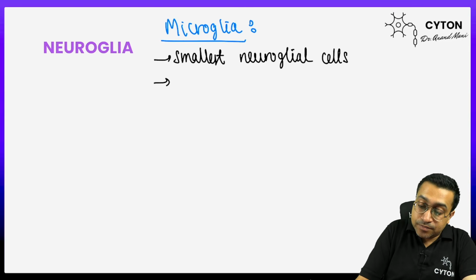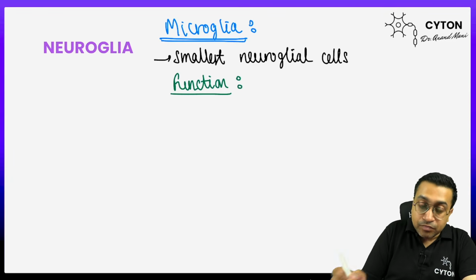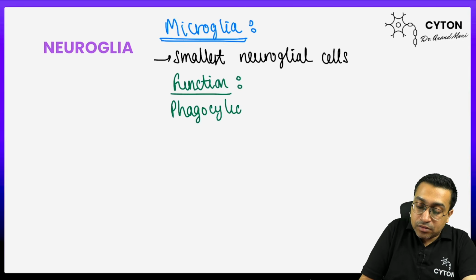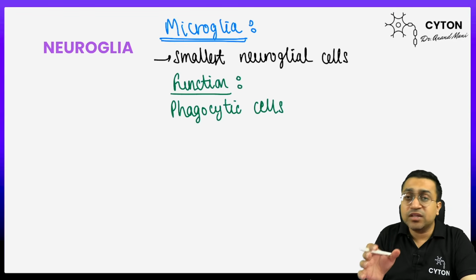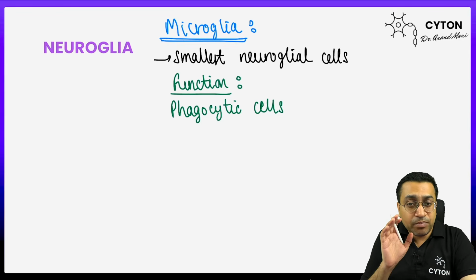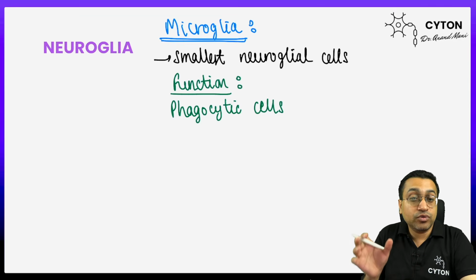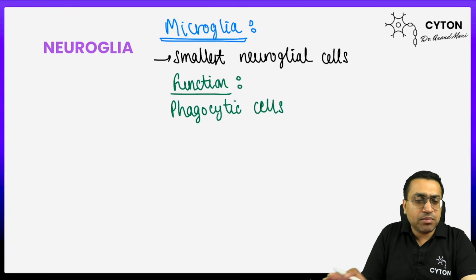And the functions. Function of this microglia: they are the phagocytic cells, and they proliferate specifically in nervous tissue injuries and diseases. And microglia form a very important part of the mononuclear phagocytic system in the CNS. Okay, so the function is a phagocytic cell. Just remember this much, that is more than sufficient.